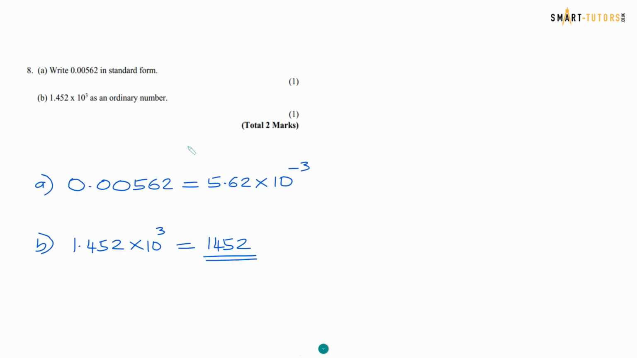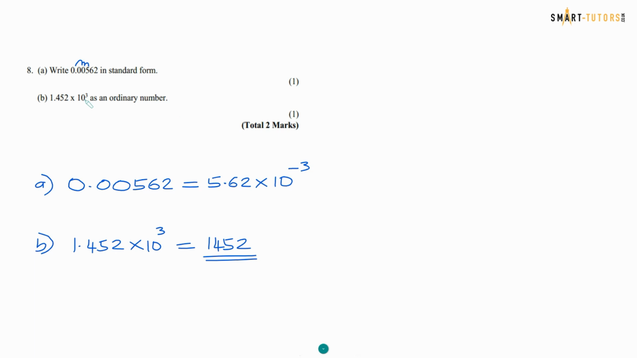Question number 8. Very simple question for 2 marks. Write 0.00562 in standard form. Standard form has to be between 1 and 10, the first number. So the decimal has to keep jumping for 3 jumps. From here to here, 1, 2, then 3 jumps. 3 jumps means minus 3. 5.62 times 10 to the power minus 3. The next number they are asking, make that an ordinary number.